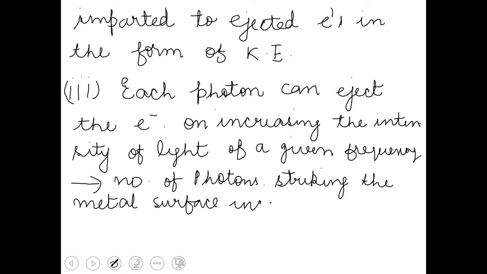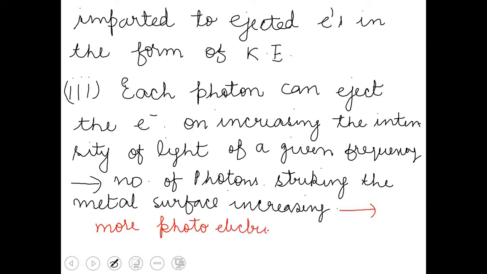So what will happen? Are you getting the answer? Once you increase the intensity of the incident radiation of any given frequency, the number of photons will increase. And as each photon can eject the electron, the number of photoelectrons emitted will increase. This will result in the ejection of more photoelectrons. I'm writing here, more photoelectrons will be ejected. So I hope all these points are very clear to you.